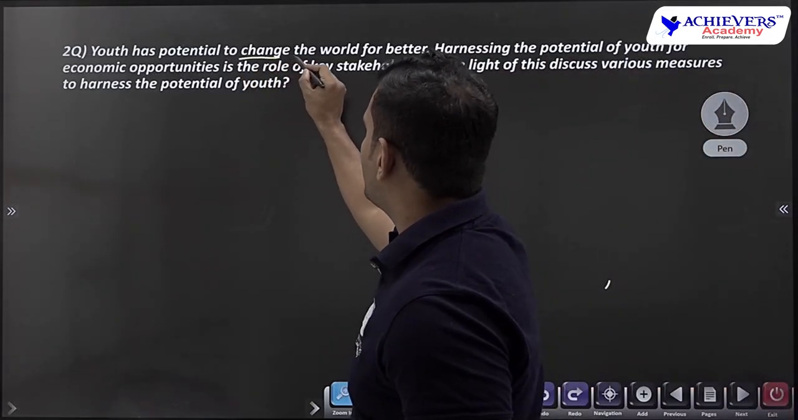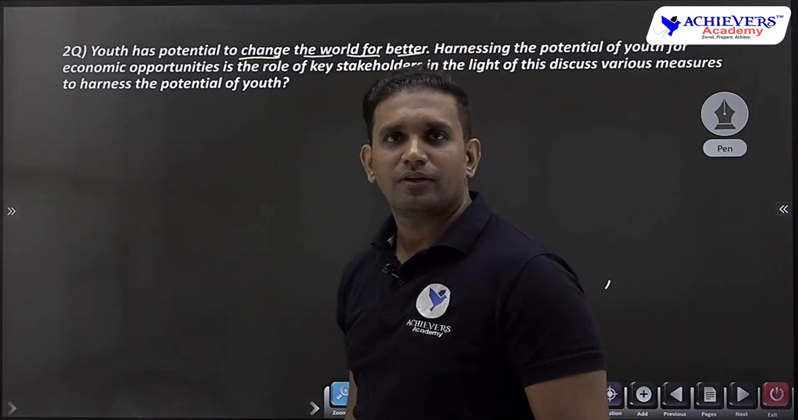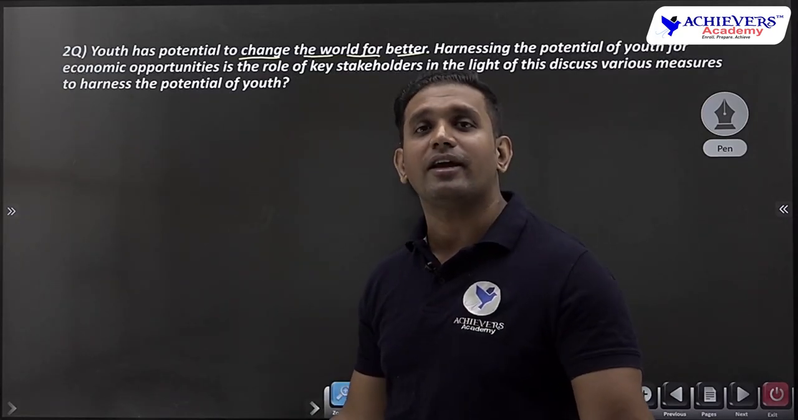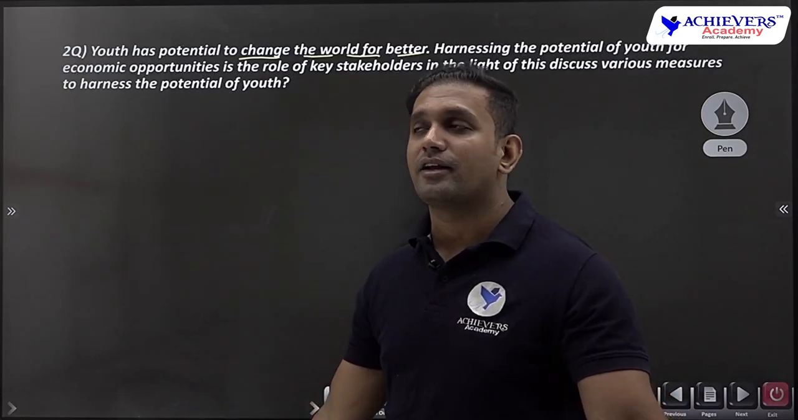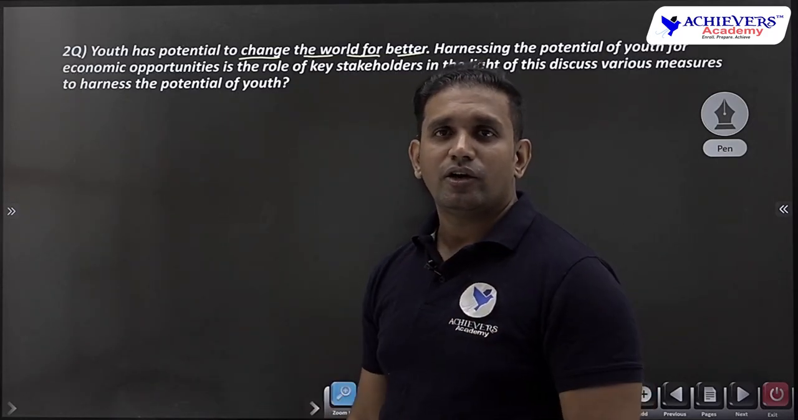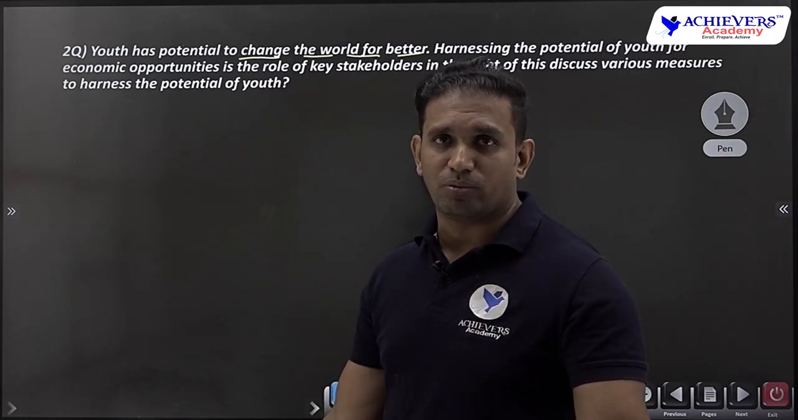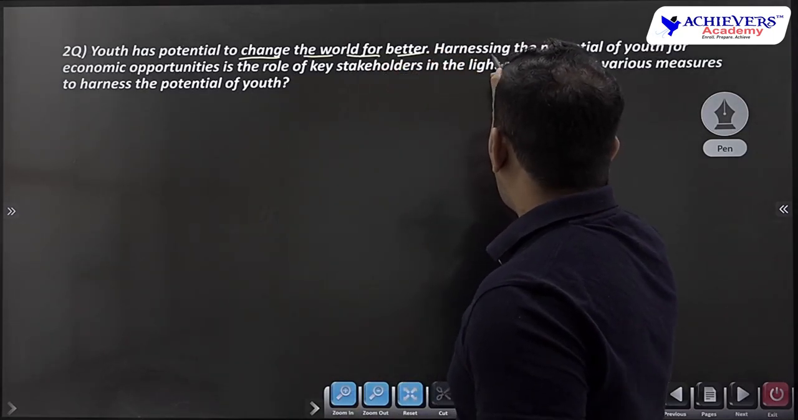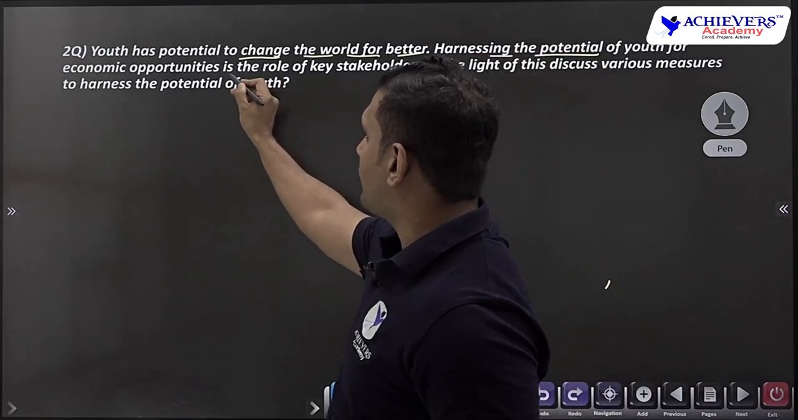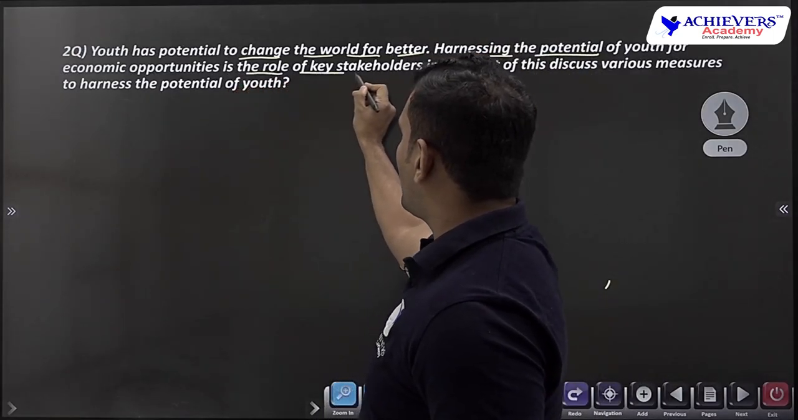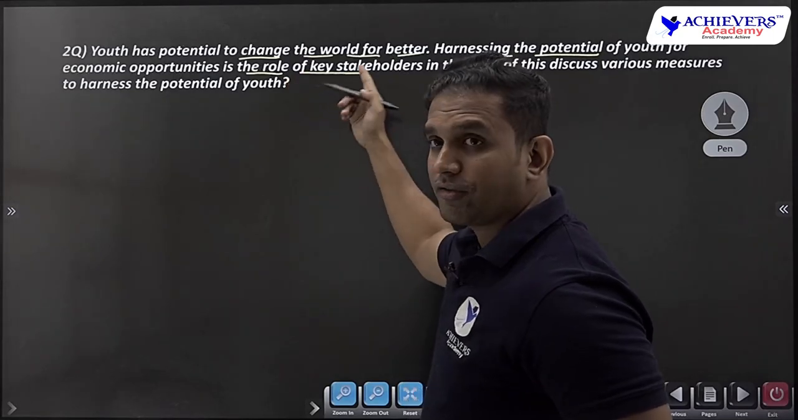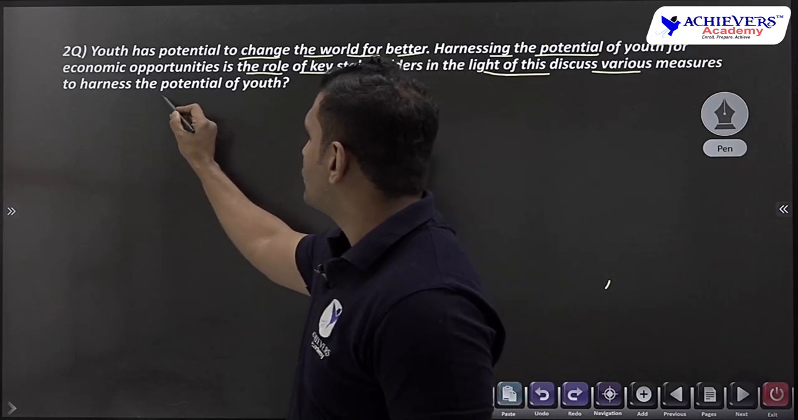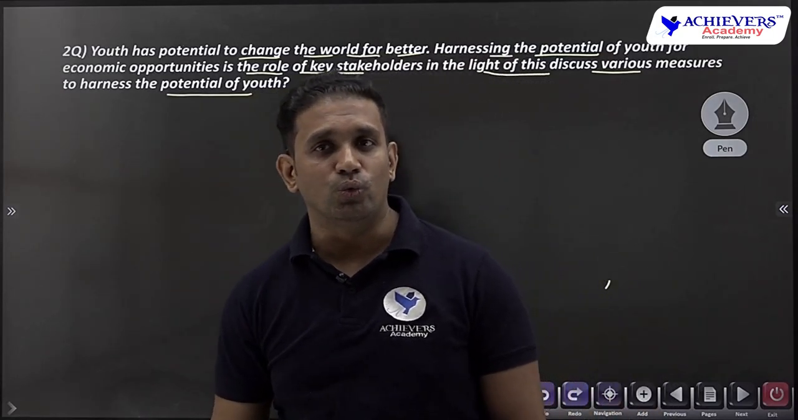Youth has the potential to change the world for the better. Right or wrong? We always say that hamare bache hamare ghar ko aage badhayenge. In the same way, the government and the nation think that the youth are going to be the future bearer of the country's responsibility. Right or wrong? Yes. Youth has the potential to change the world for the better. Harnessing the potential of youth for economic opportunities is the key role of key stakeholders. In the light of this, discuss various measures to harness the potential of youth.